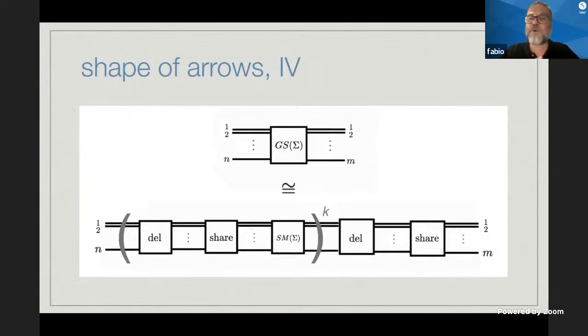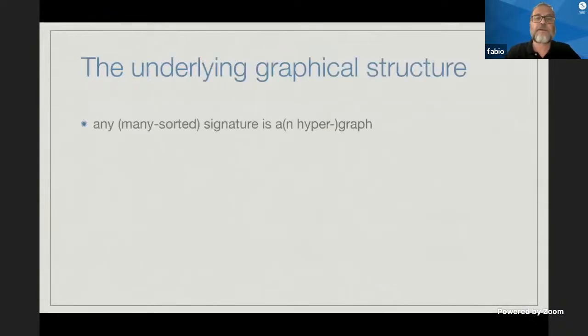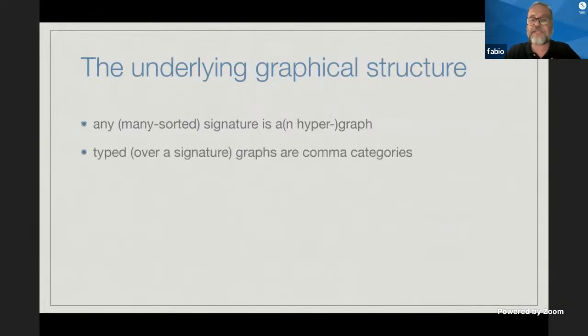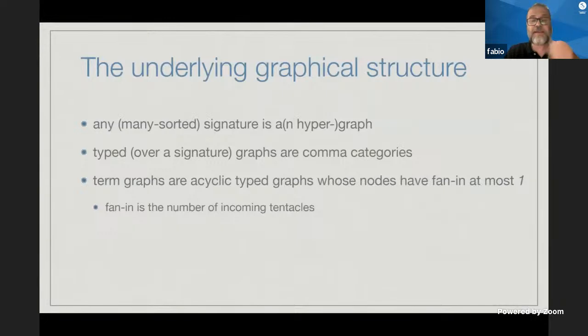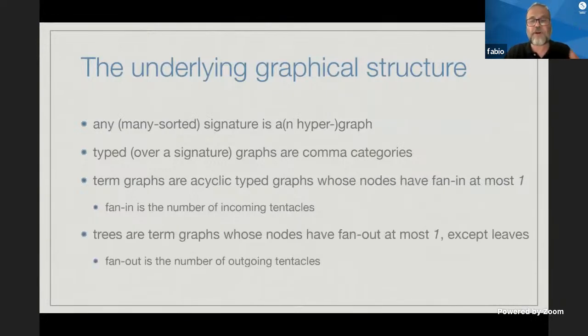But this one suggests the form of a correspondence with a graphical interpretation for these arrows. Why? Because a signature can be considered as a graph. Then typed graphs are commas in the category of graphs with respect to the signature. And then I can define term graphs, trees, and so on, just playing on the fan-in and fan-out of a node. The fan-in is the number of incoming tentacles, and the fan-out is the number of outgoing tentacles. I'll show in a moment, okay?